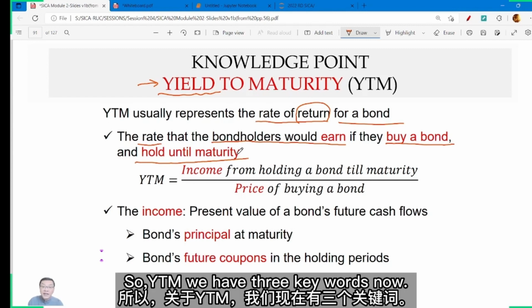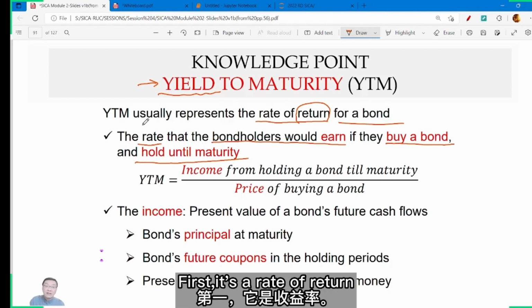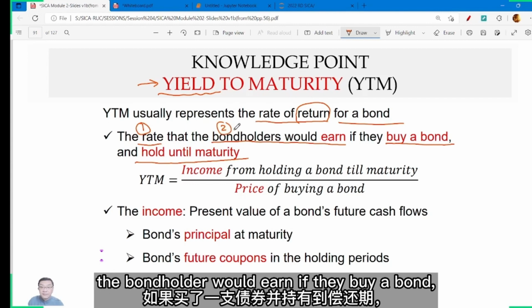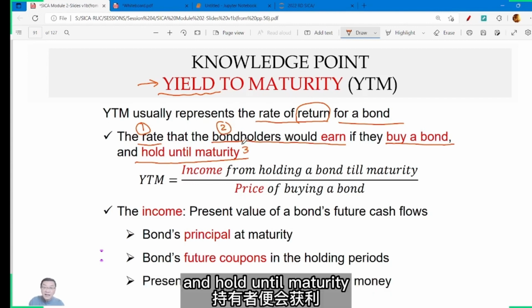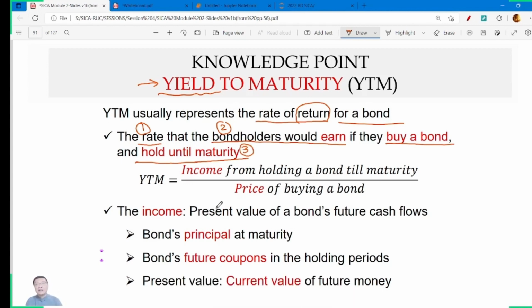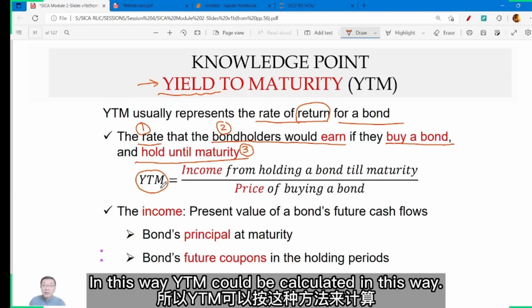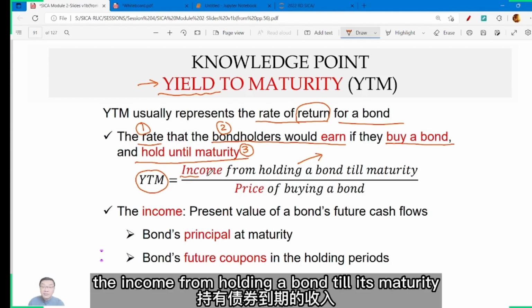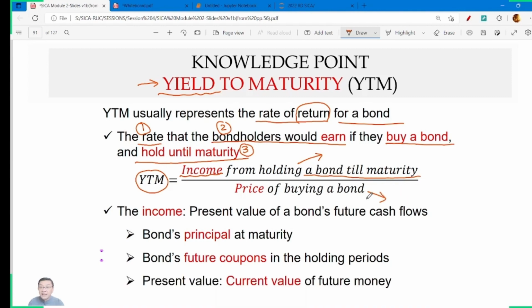So for YTM, we have three keywords now. First, it's a rate of return. Second, the bondholder would earn it if they buy a bond and hold until maturity. So it is earnings in the future. In this way, YTM could be calculated as follows. First is the future earnings, the income from holding a bond till its maturity, and then the cost, the price of buying a bond. Of course, this price would be a market price.